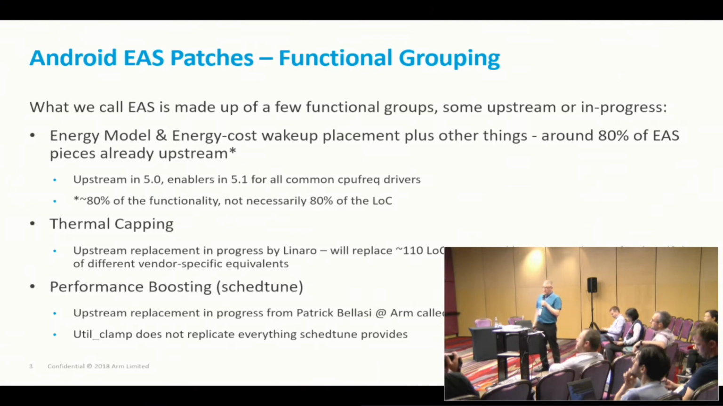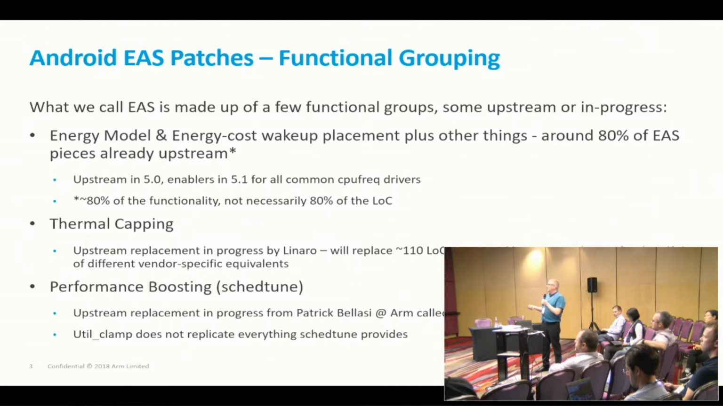So I thought it might be useful to try and split these up a bit and show how we think about them internally. We generally consider it by functional group. There are not very many of these functional groups, and it makes it much easier to think about what's going on. If you think about purely the energy model and the energy cost wake-up placement, so that's what you think of when you think of EAS, around about 80% of the pieces are upstream. Not the lines of code, just the pieces. Documentation actually forms quite a large part of the number of lines of code. So that's upstream in 5.1, but wasn't in 5.0.